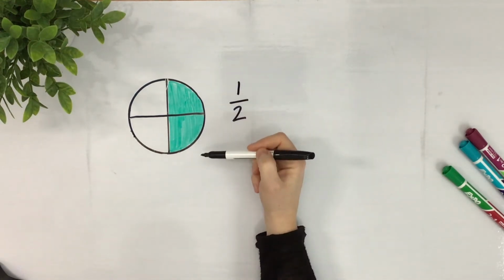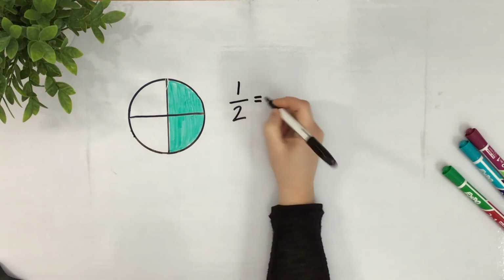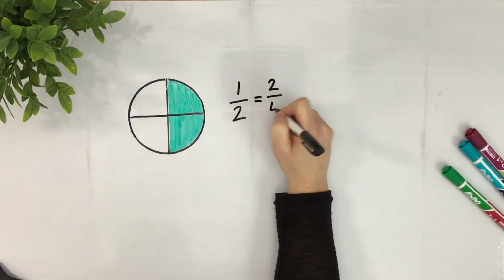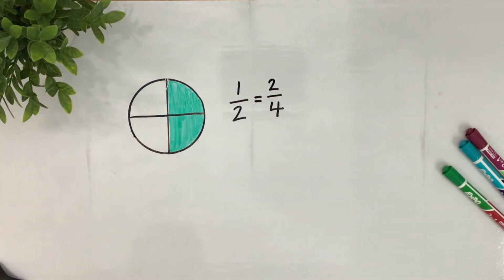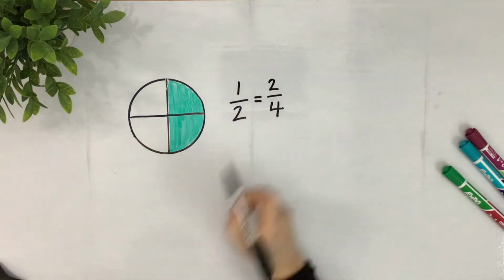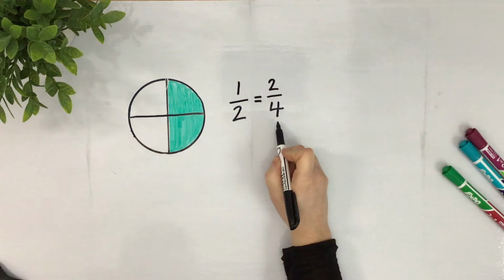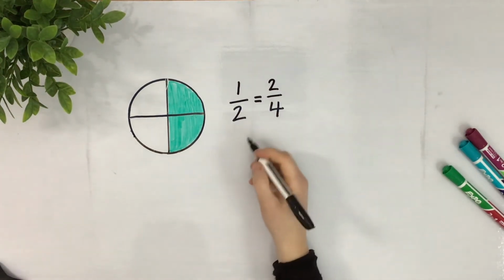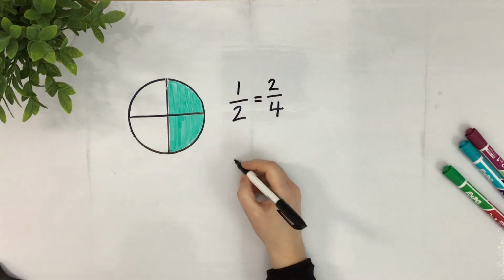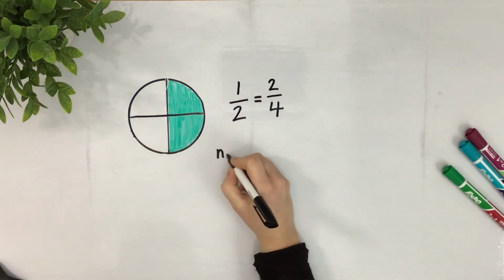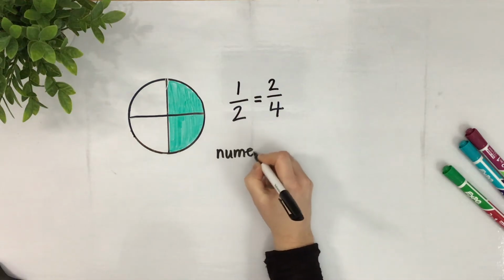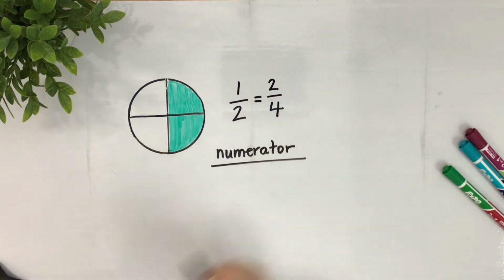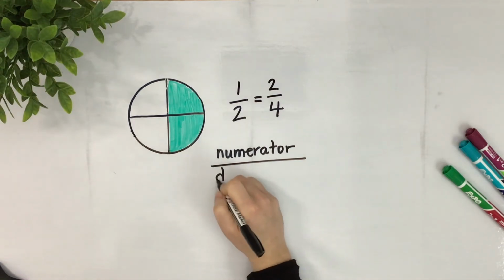It's still half of the pizza that's shown, but now because of the way I've sliced it, I have 2 out of 4 pieces of the pizza. It's still 1/2. 1/2 and 2/4 are equivalent fractions. Let's talk about some fraction words. The top number in a fraction is called the numerator. The bottom number in a fraction is called the denominator.